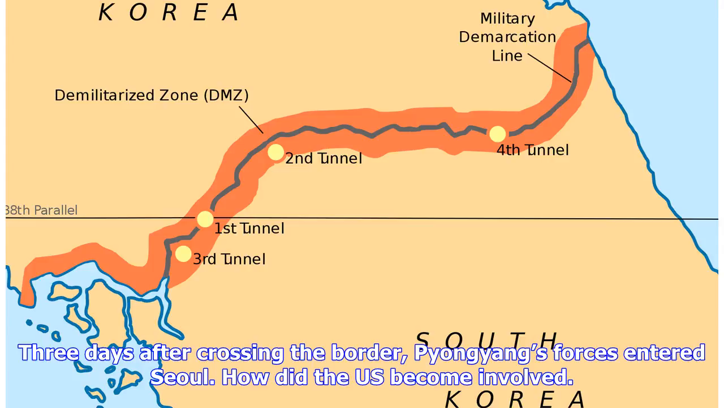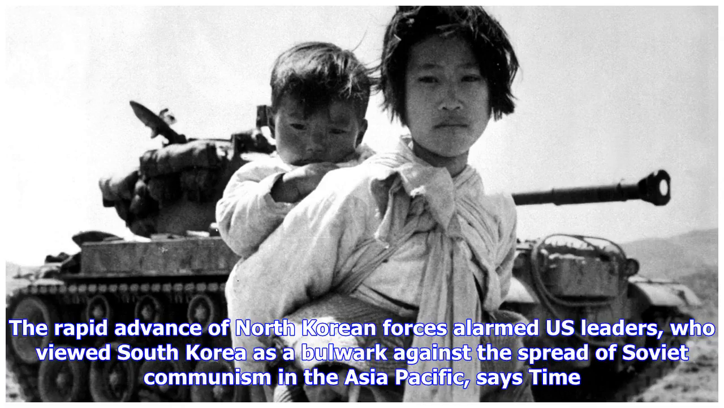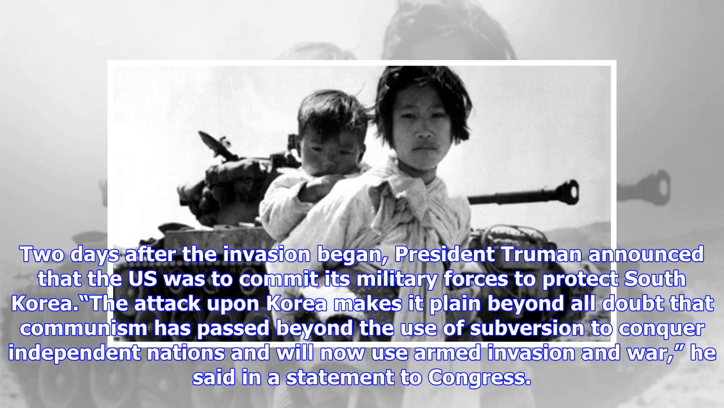How did the U.S. become involved? The rapid advance of North Korean forces alarmed U.S. leaders, who viewed South Korea as a bulwark against the spread of Soviet communism in the Asia-Pacific, says Time. 2 days after the invasion began, President Truman announced that the U.S. was to commit its military forces to protect South Korea.